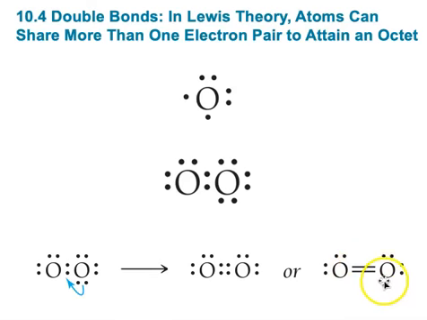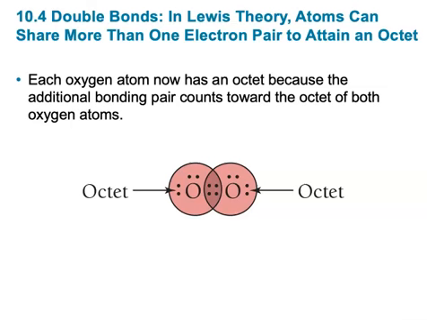Keep in mind that when we are looking at a double bond, it represents 4 electrons, or 2 bonding pairs of electrons. Each oxygen atom now has an octet because the additional bonding pair counts towards the octet of both of those oxygen atoms.